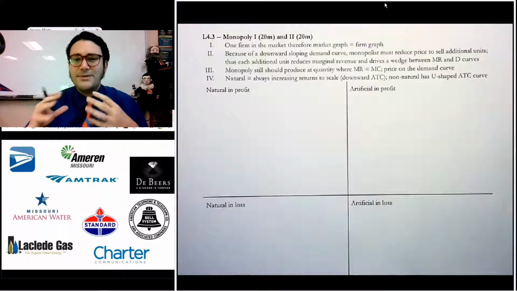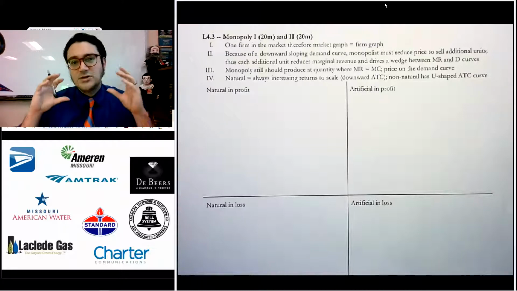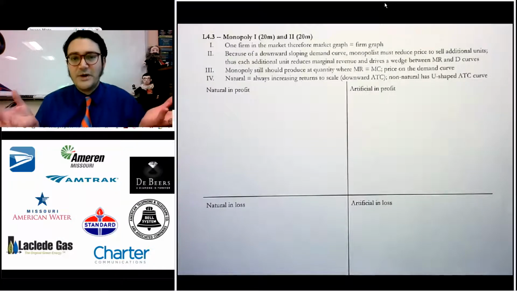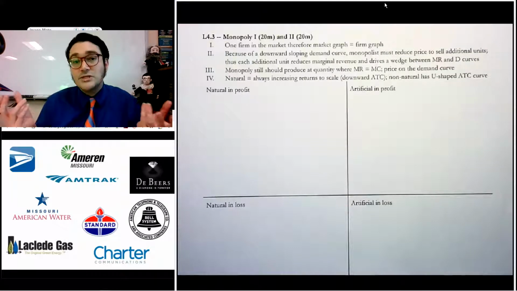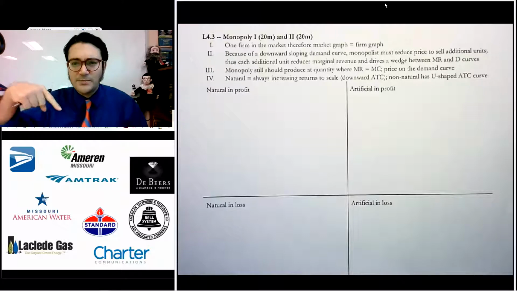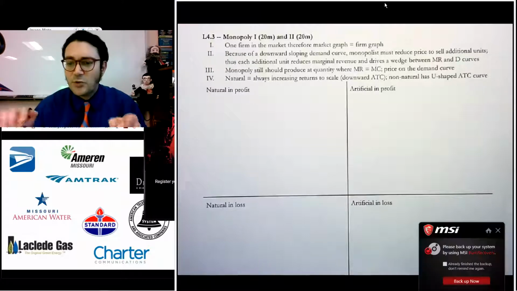The second thing to know about monopoly graphs is that because the whole market is the firm graph, they have to just take the downward sloping demand curve that we got used to. So they're going to have the downward sloping demand curve, and that's going to have a really important effect.